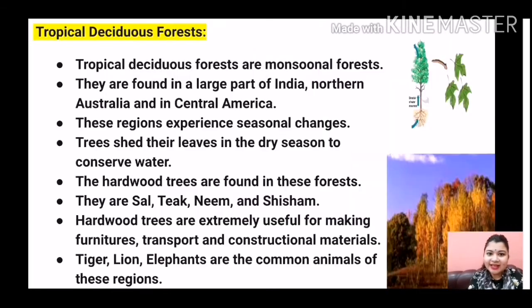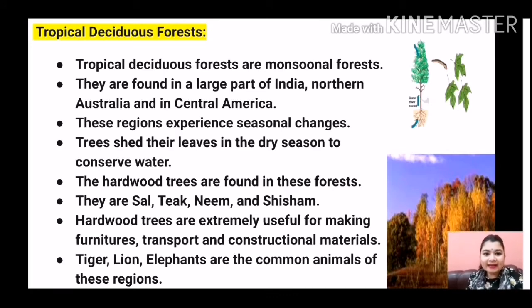Okay, students, this forest has trees which shed their leaves in the dry season. So it means that they experience seasonal changes. That is the tropical deciduous forest. You can also remember this point like this: trees shed their leaves in the dry season so that they can conserve water.